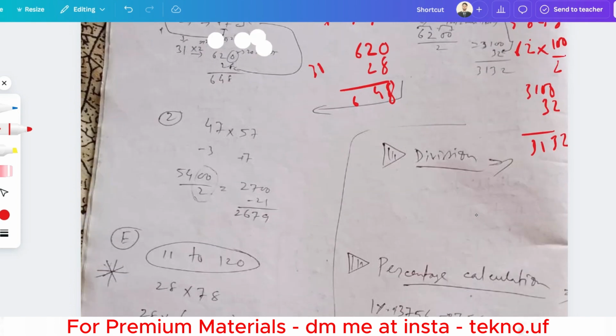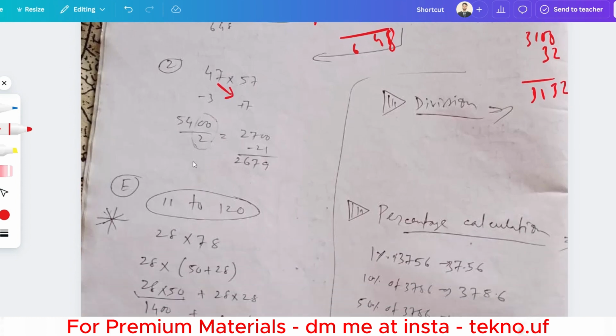Okay, so do it from your side, like 47 into 57. Here also the same process, just like 50 minus 3 or 50 plus 7. Then just cross, like 47 plus 7, that is 54. Just multiply this by 100 by 2 and you get the result 2700, and multiply this 7 and 3, then just calculate it.